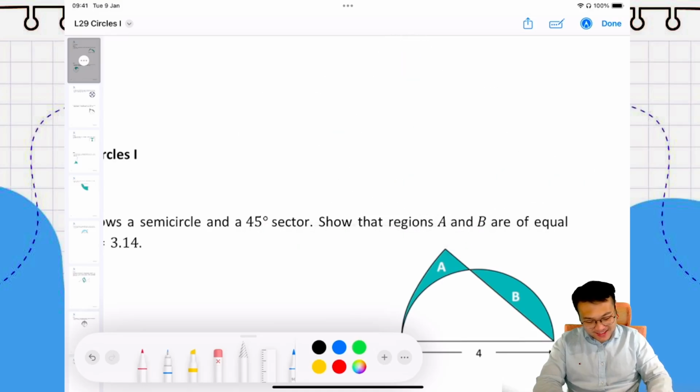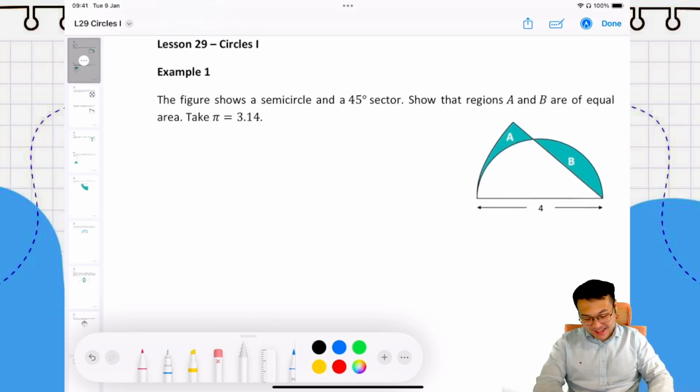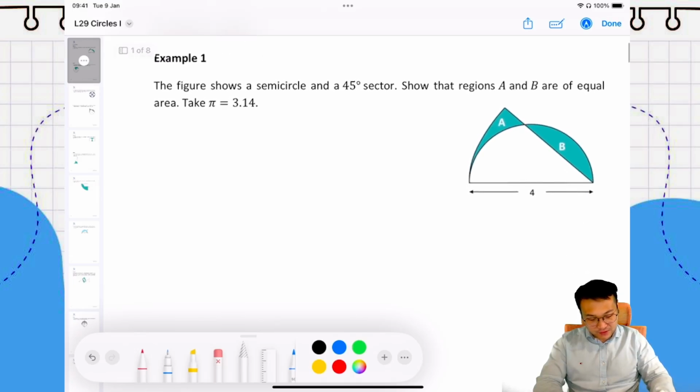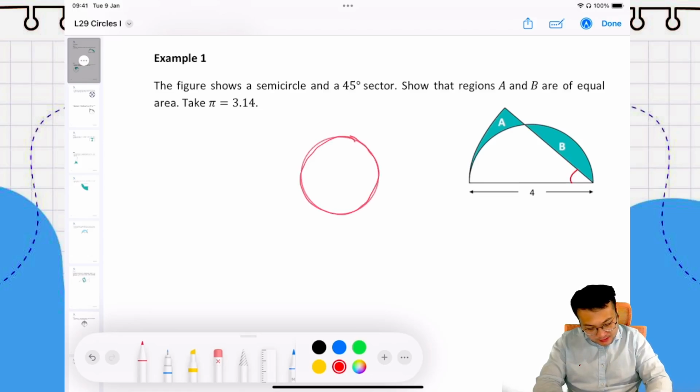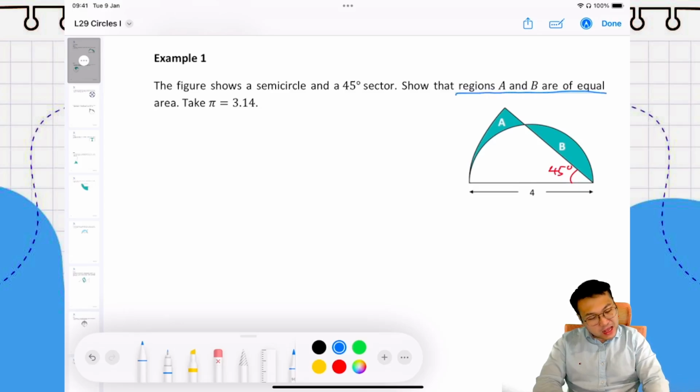Now, students, we can do the example question. They say that the figure shows a semicircle and a 45-degree sector. So what is a sector? A sector looks like a pizza. So if I take a circle and I cut this out, this is called a sector. Okay? So the 45-degree sector, there you go. And they say that region A and B are equal, and they want you to show that region A is equal to region B.